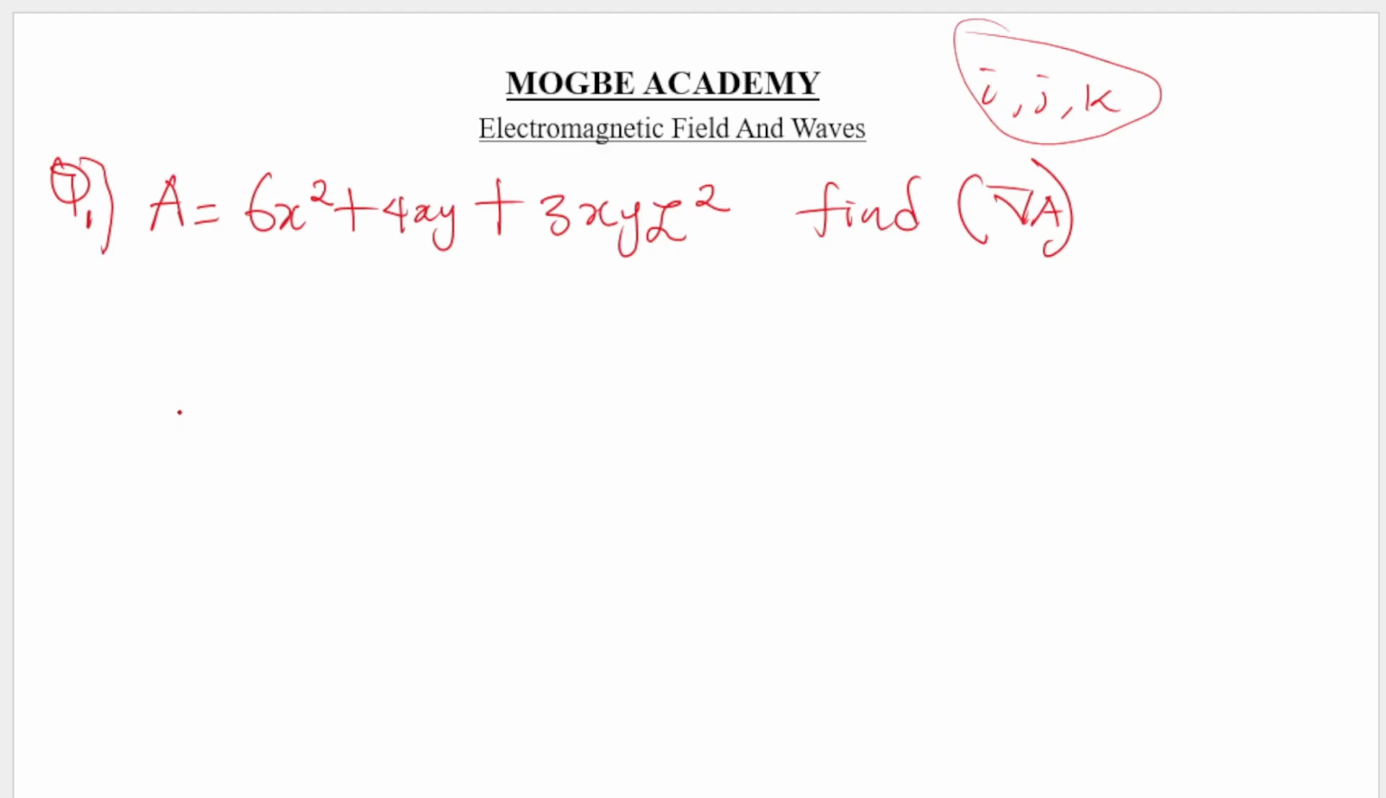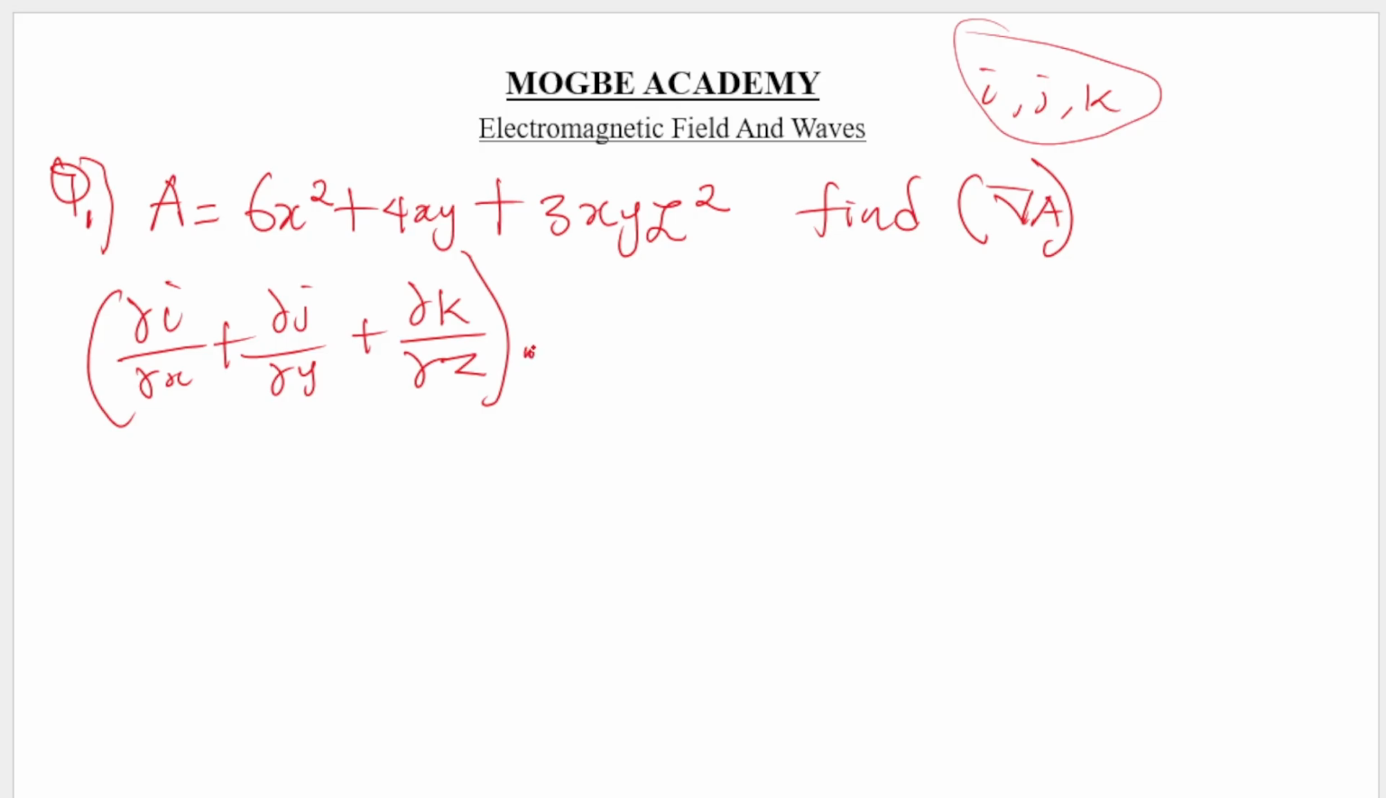So what do we apply? The concept of gradient. And what is the concept of gradient? Gradient simply says partial i of partial x plus partial j of partial y plus partial k of partial z, multiplied by our parameter, which is a scalar. And we have the parameter to be 6x squared plus 4xy plus 3xyz squared. Are we together?